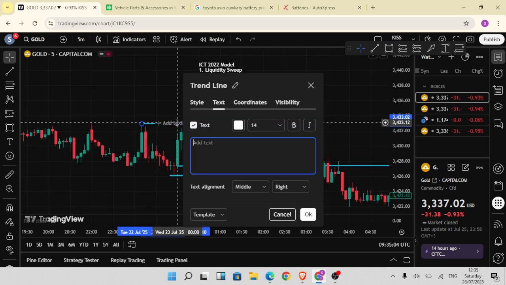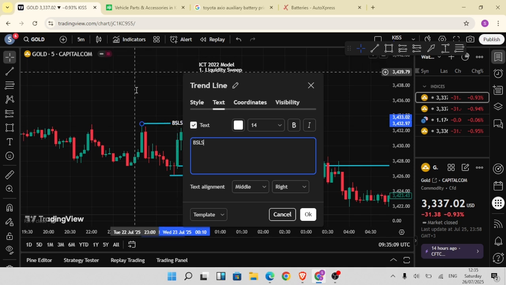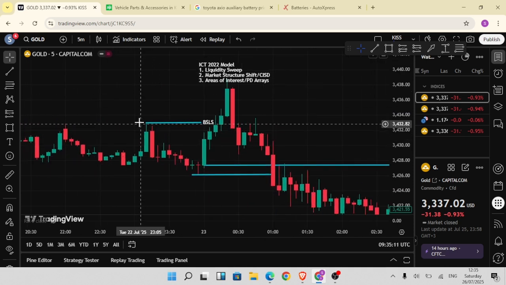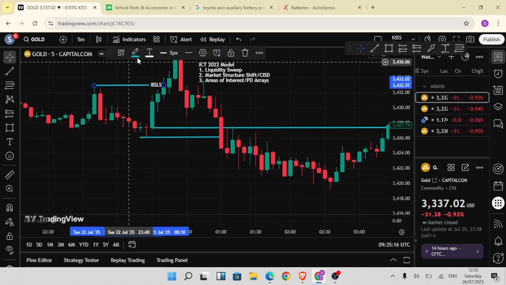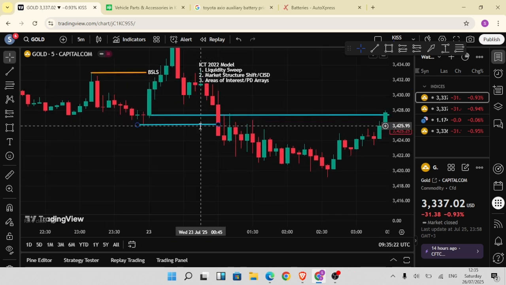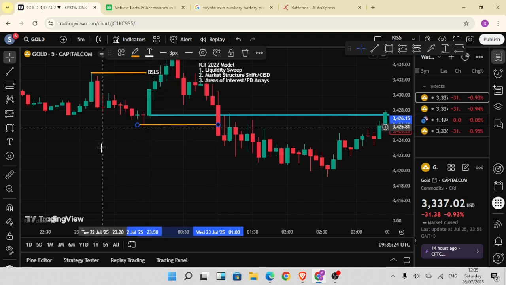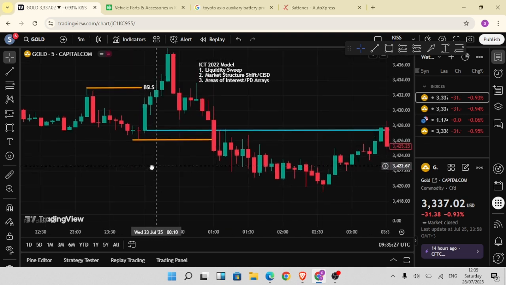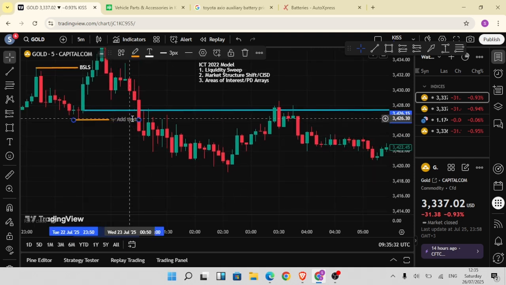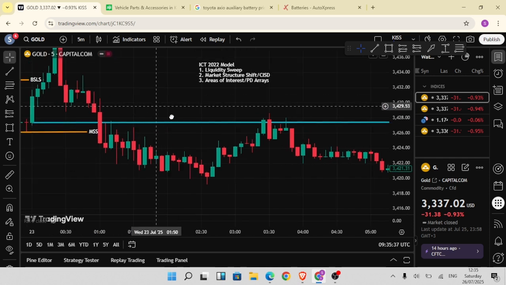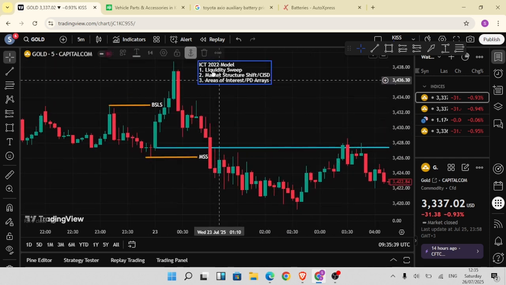Let me just rename that buy side liquidity sweep, because this buy side liquidity is taken or swept. Change the color also. Right, so as that happens, we have a market structure shift right here. This is our second condition being met. And then the third condition being met is areas of interest.